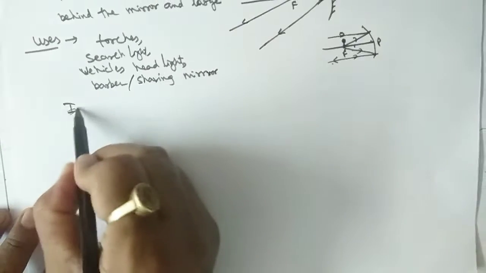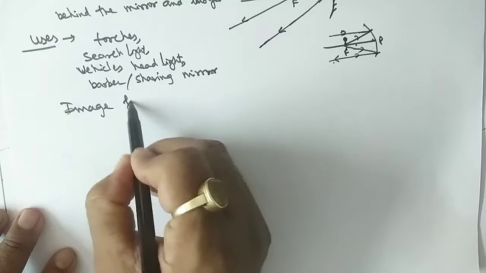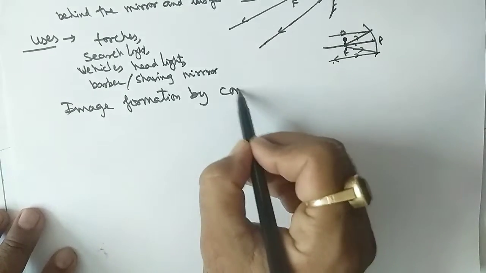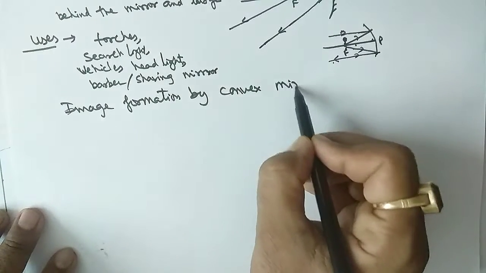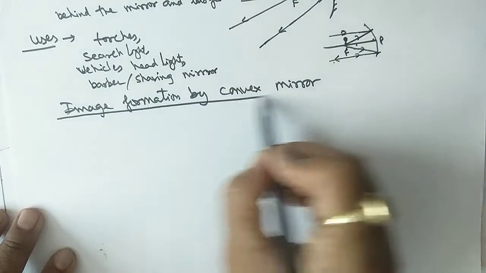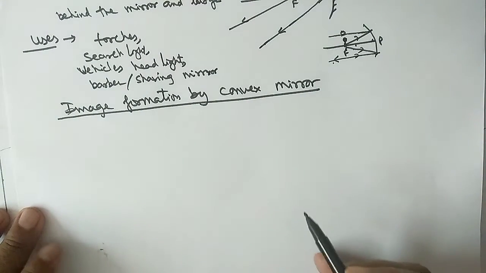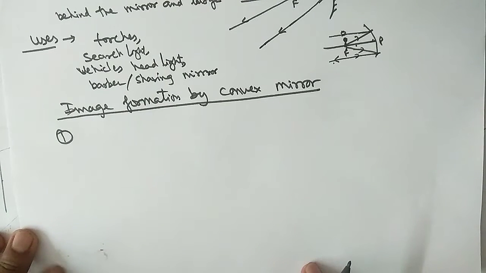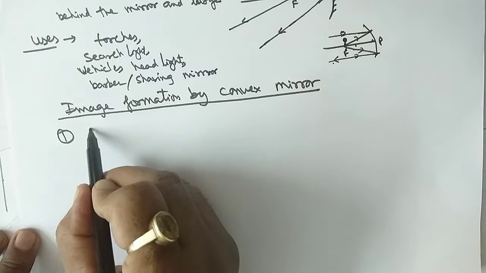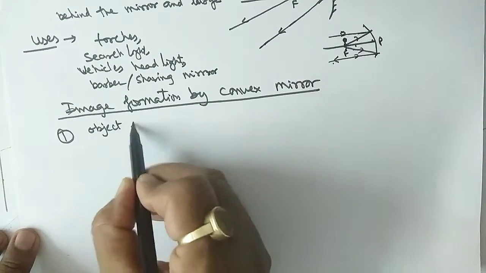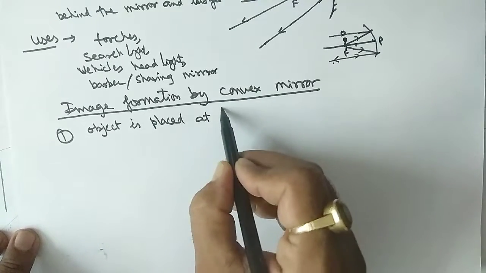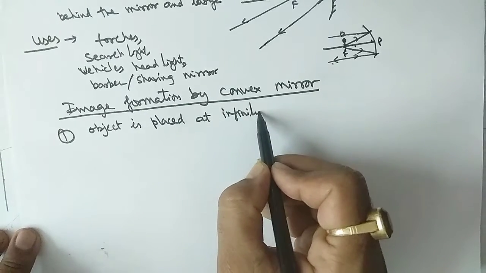So, image formation by the convex mirror. You know, the convex mirror is a diverging mirror, already discussed. So there are only two cases, not the six as we discussed in the concave. First, when the object is placed at infinity. That is the first case we'll take.